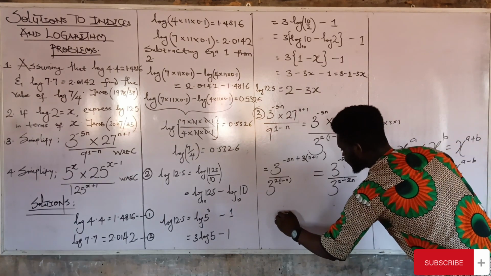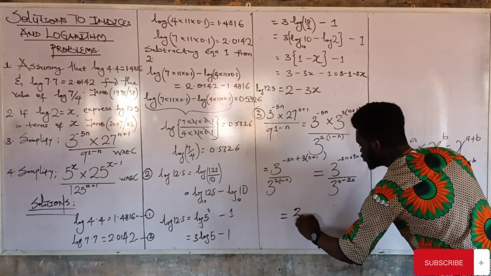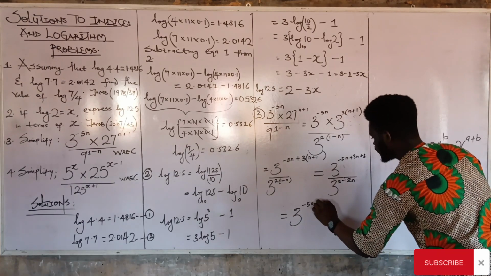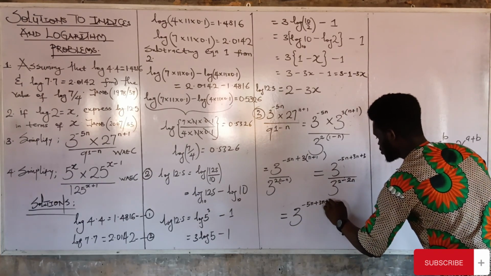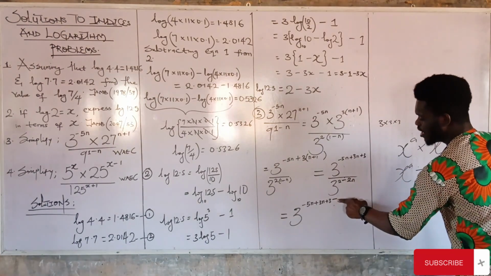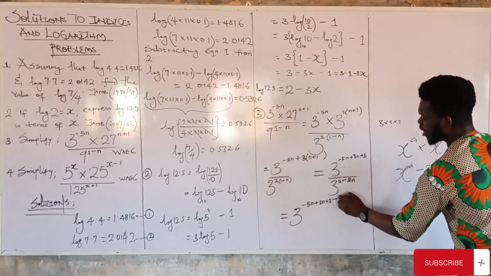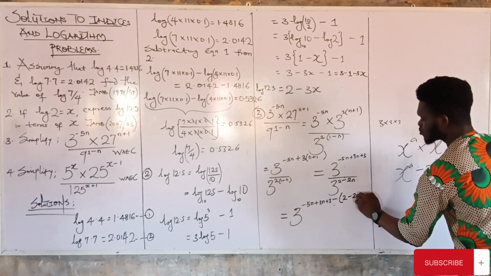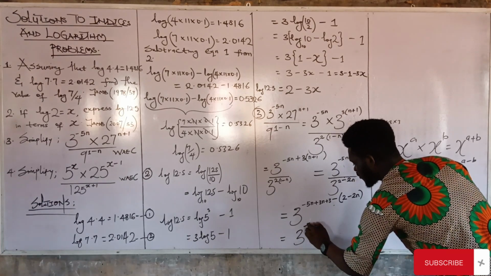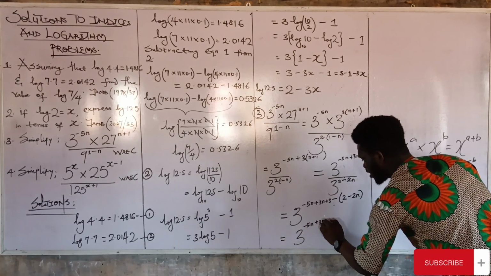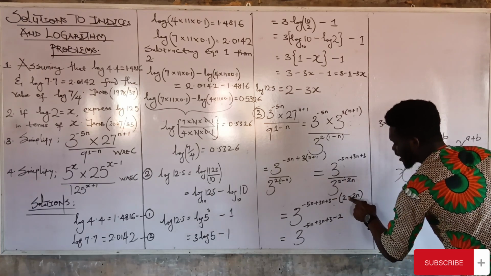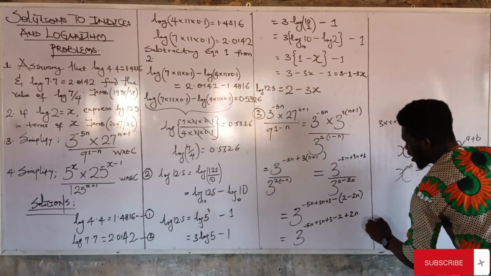So we can say that therefore this must be equal to what? 3 raised to the power of minus 5n plus 3n plus 3, then minus, but mind you, when you are putting your minus, the minus affects the denominator, so you have to put a bracket there. So we have minus 2n. So let's try and simplify: 3 raised to the power of minus 5n plus 3n plus 3, minus, minus times minus gives plus 2n.